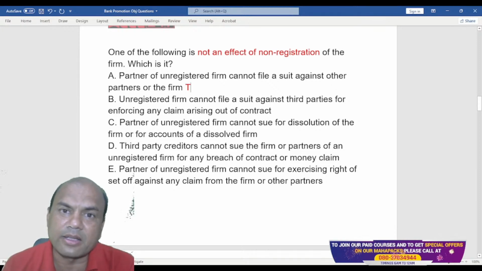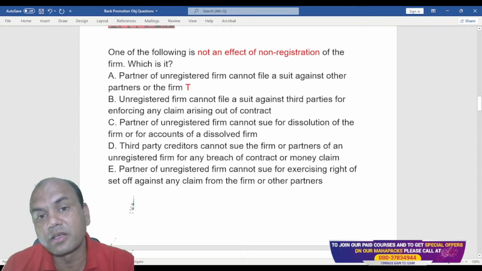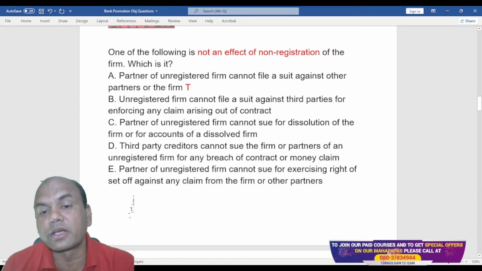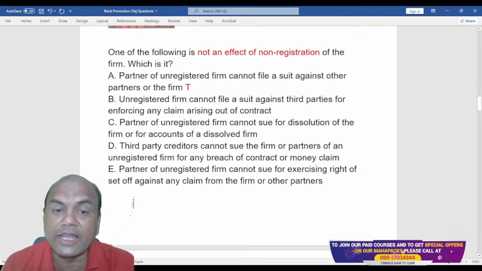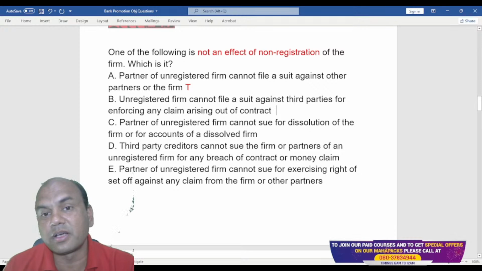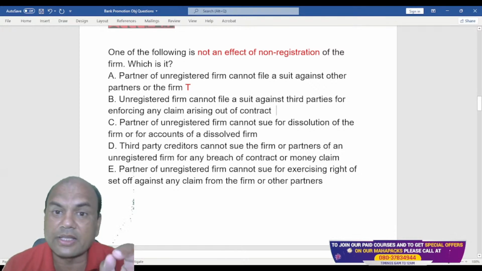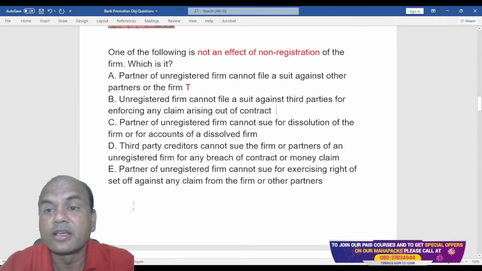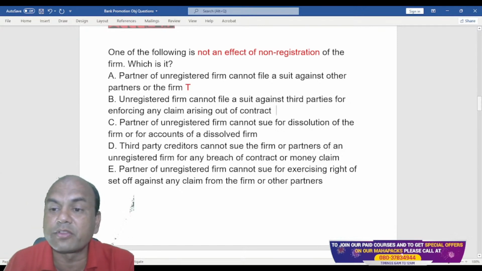Means there are three partners. There is no registration. The firm is not registered. Second one, an unregistered firm cannot file a suit against third parties for enforcing any claim arising out of contract. So if there is any claim, means unregistered firm. Again, see, registration of any firm is very important. Registration of a partnership firm, at least, is very important.